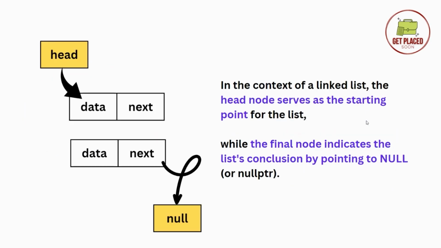Moving ahead, in the context of linked list, we have two things: head and null. The head node serves as the starting point for the linked list, the first data. And a null pointer is in the final node, indicating the linked list's last pointer, that is the linked list conclusion.